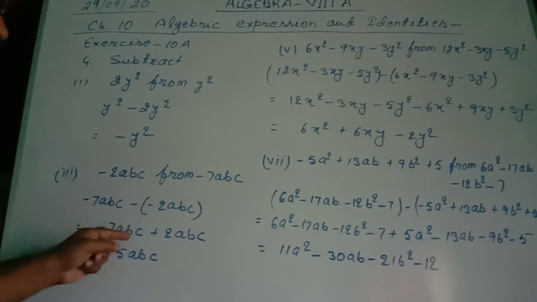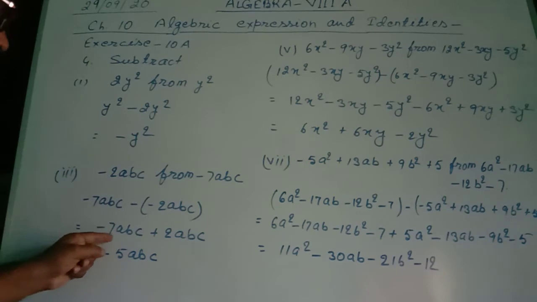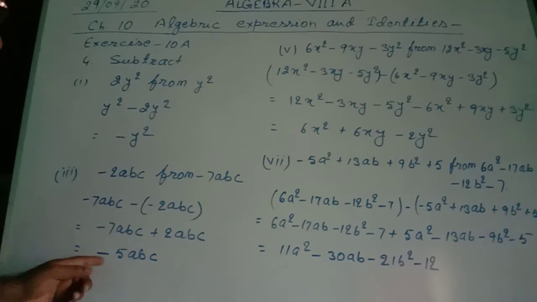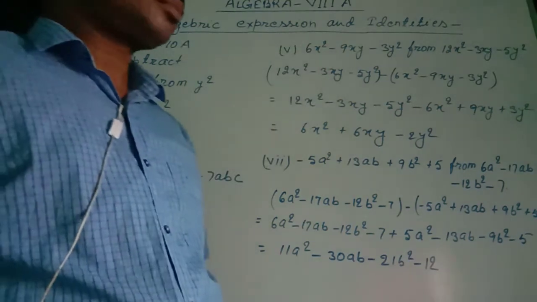The sign of greater term will come here. In these two terms, greater term is 7ABC and it has minus sign, so minus will come here. Answer became minus 5ABC.